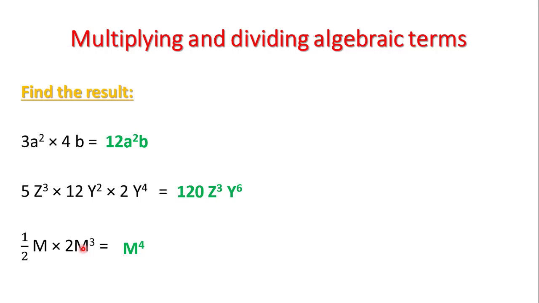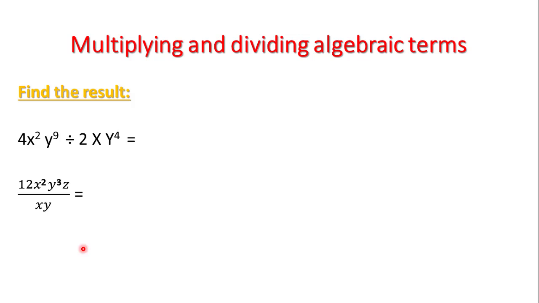So when multiplying algebraic terms, multiply coefficients, then multiply algebraic factors. If they have the same base, you can add the powers. The same as division, we will divide the numbers or the coefficient, then we will divide symbols, and if we have the same base, we will subtract the powers.